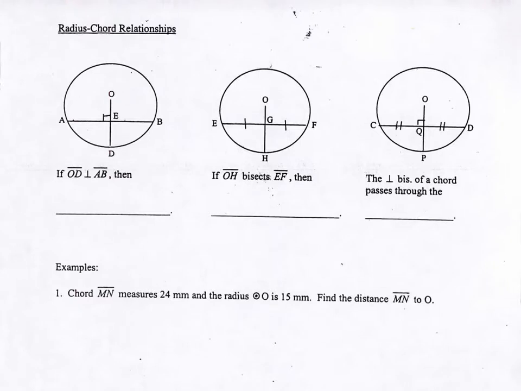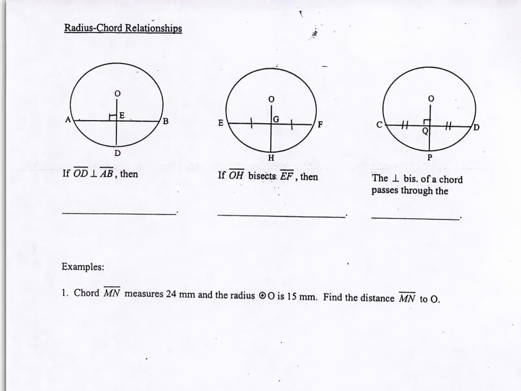Okay, now we're going to move on to the radius chord relationships. First one, looking at our first circle, it says if OD is perpendicular to AB. Well, we know we have 2 right angles then. I'm going to also draw in my radii just to see if I can try to make sense of any of this.